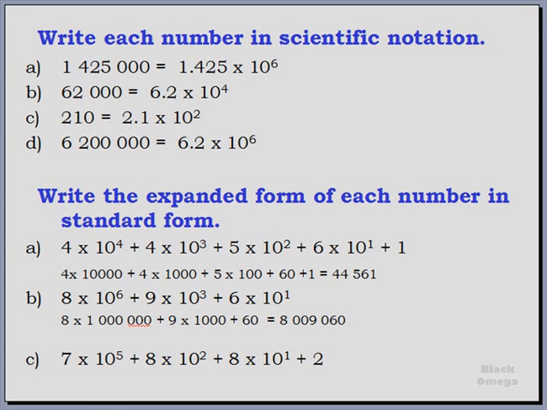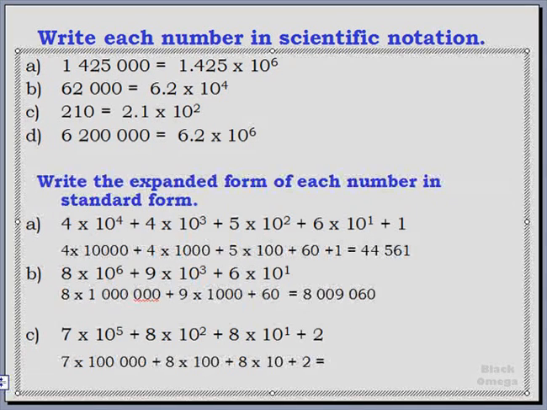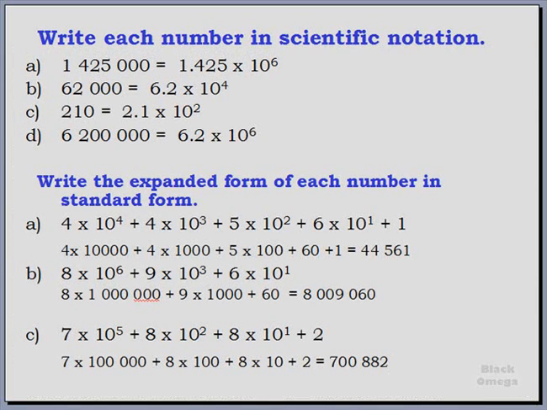One more to go, boys and girls. Okay, so I've gone ahead and added this line in for you. 7 times 10 to the power of 5 is 7 times 100,000, because we've got 5 zeros, plus 8 times 10 squared, which is 8 times 100, plus 8 times 10, plus 2. So we have 7 times 100,000, which is 700,882. And that would be the standard form for this question, boys and girls.